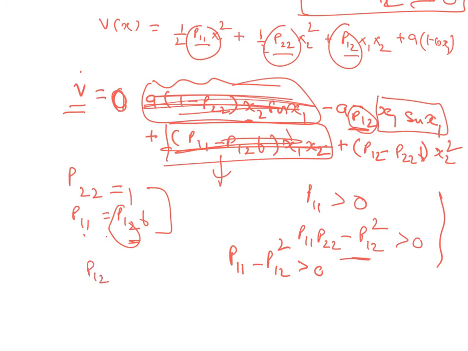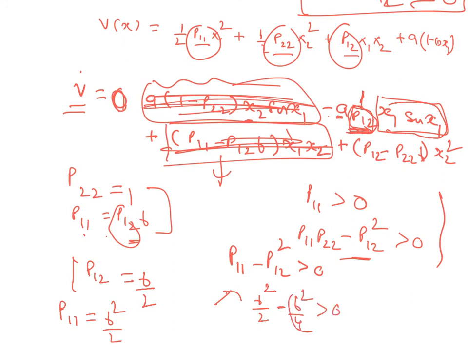So if I choose p12 to be b by 2, p12 has to be a positive number. What if I choose p12 to be equal to b by 2? Any positive number will work here from this perspective, right? Because x1 sine of x1 is always positive. I want this to be positive because a is always positive. So what will be p11 then? p11 then will be b square by 2, right? So you can verify here. p11 is b square by 2 minus p12 squared, so that will be b square by 4. So b square by 4 is always smaller than this number, so this is valid.